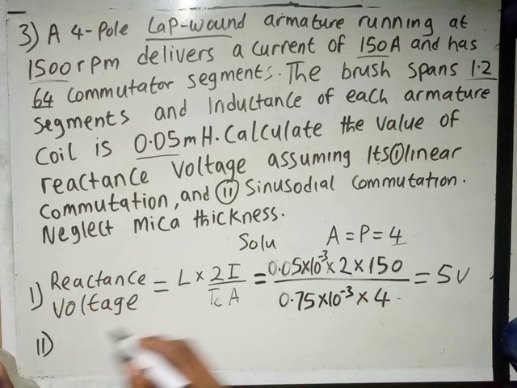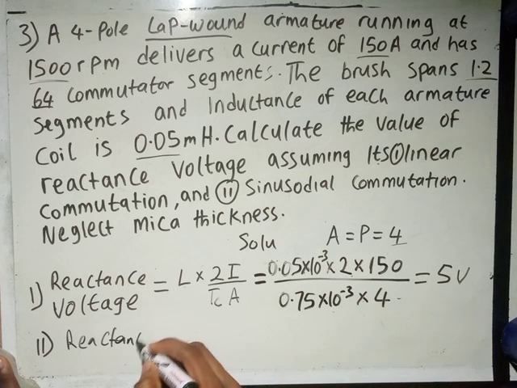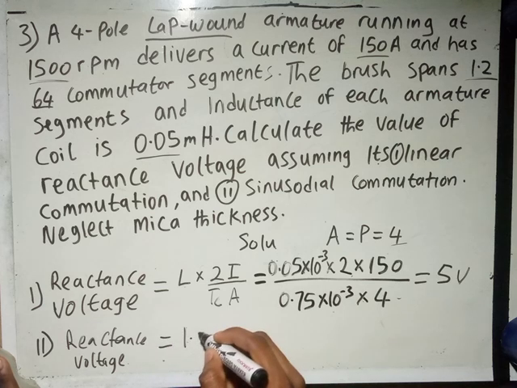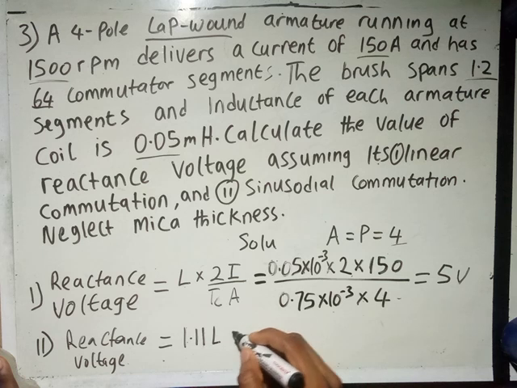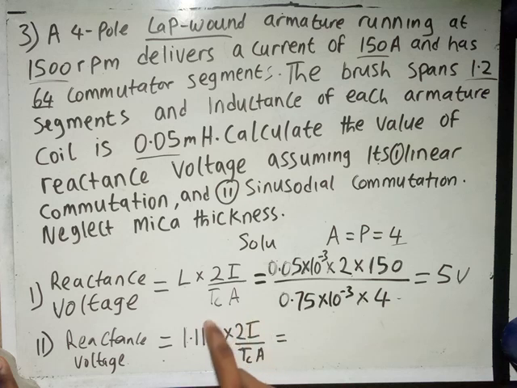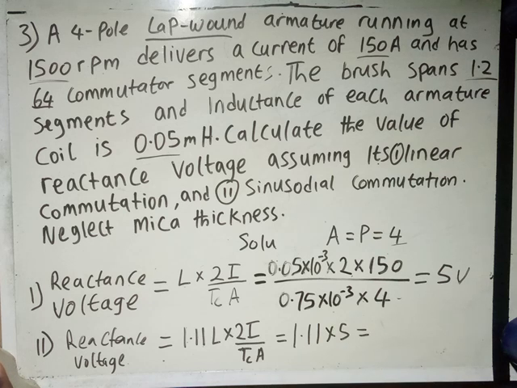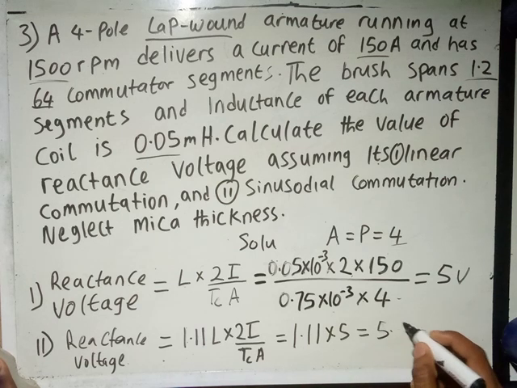Now for part 2, assuming sinusoidal commutation, our reactance voltage is given by 1.11 times L times 2I over TC times A. Now this value we have gotten already, so we'll simply be multiplying 1.11 by our 5. So this is our answer for sinusoidal commutation.